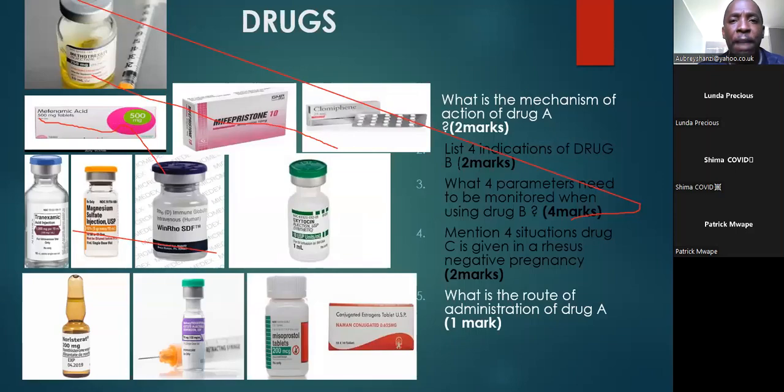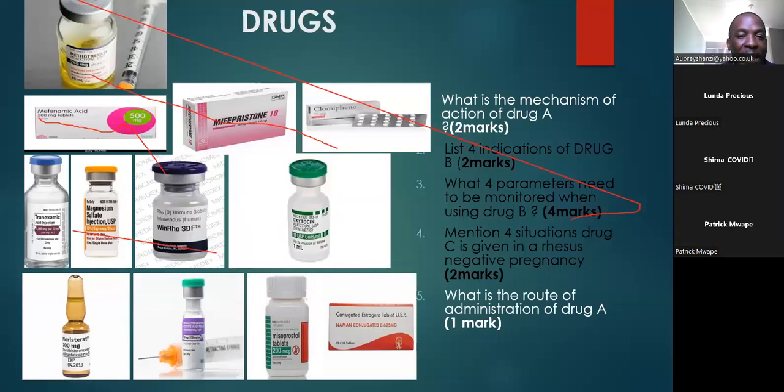Then we have all these just examples of drugs. Just know your common drugs. So you look about indications for those common drugs. You talk about contraindications. You talk about mechanism of action. We talk about route of administration, all these things. So I've just given examples of the common drugs. You can see we have methotrexate there, mefenamic acid, mifepristone.